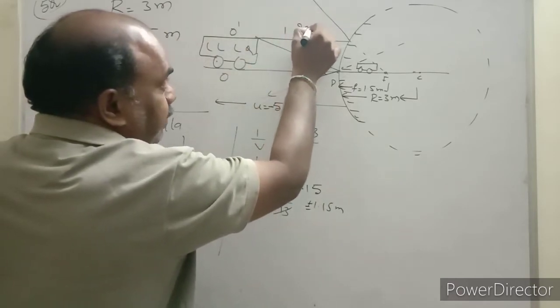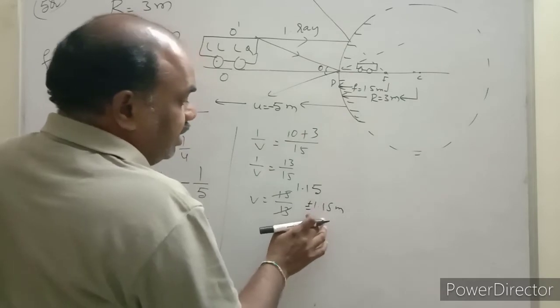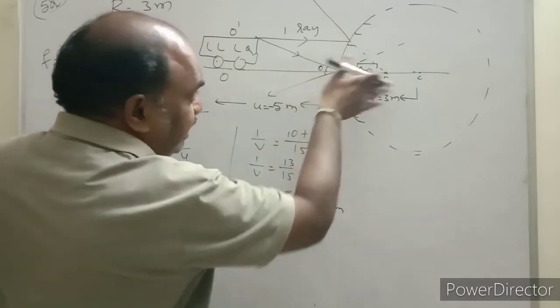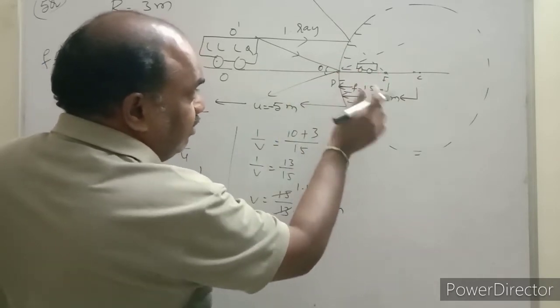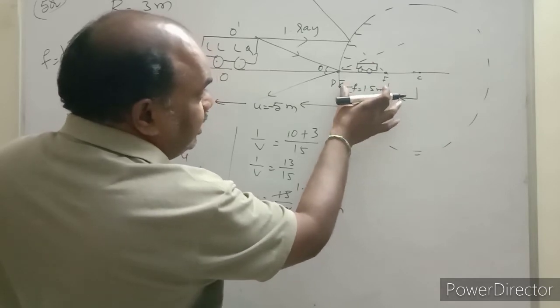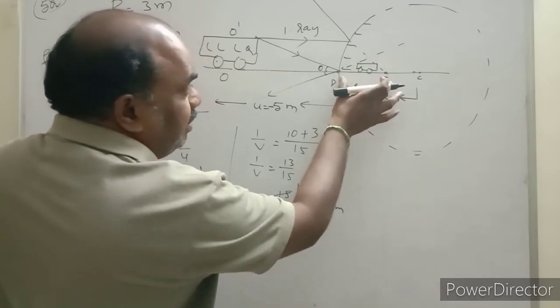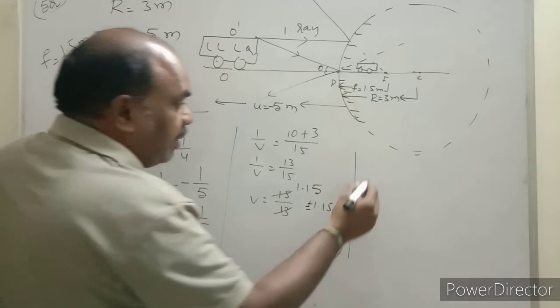This is the incident ray. In the same direction the image forms. That means the image forms on the non-reflecting side. Here the image distance is 1.15, and the focal length is 1.5. 1.15 means it is in between pole and focus. What type of image is formed?